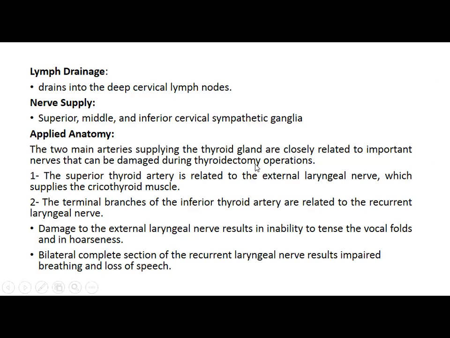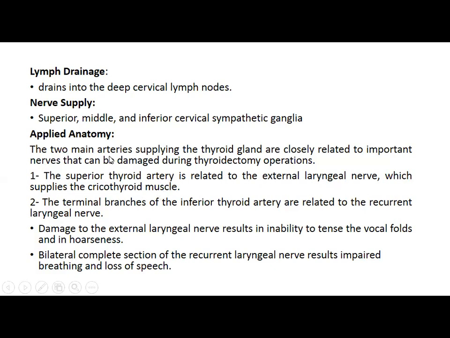So when we do thyroidectomy, even though the gland is present in the neck and can be easily approached, there are very important relations which we should remember. If not, we can create a lot of problems for the patient. So what are these close relations? The superior thyroid artery is directly related to the external laryngeal nerve, which supplies the cricothyroid muscle, a very important muscle which helps in speech as well as in breathing, opening of the larynx.